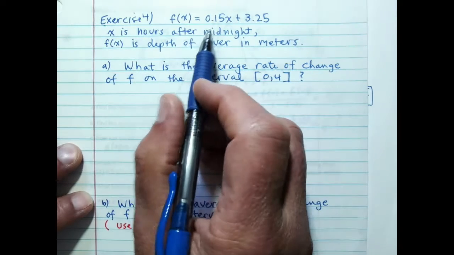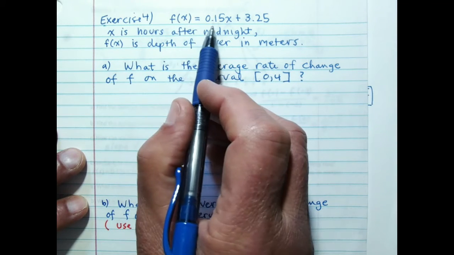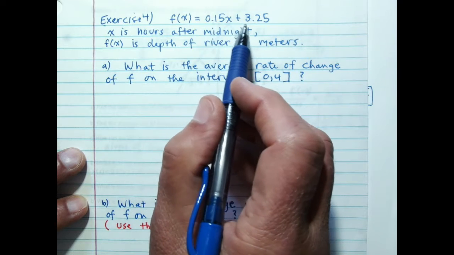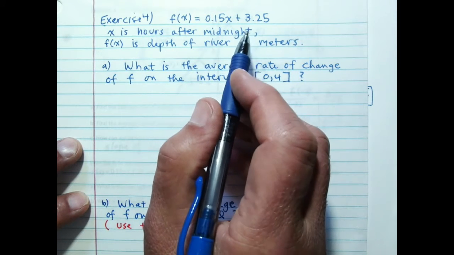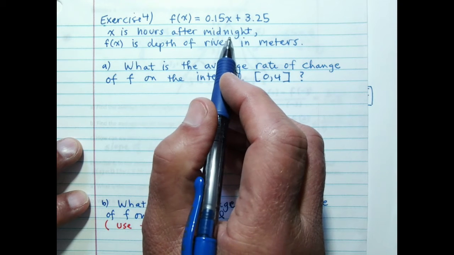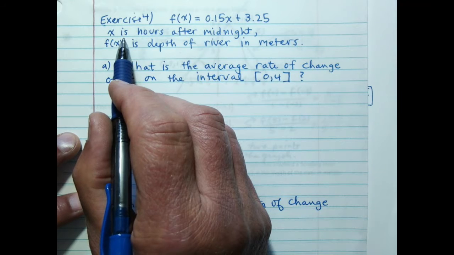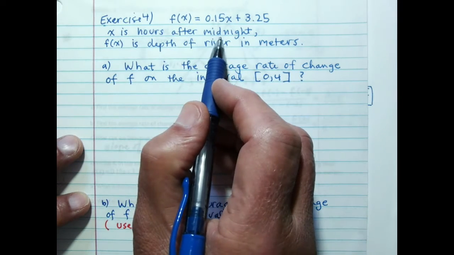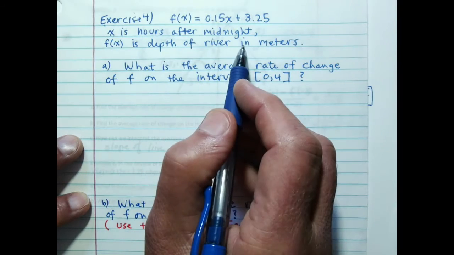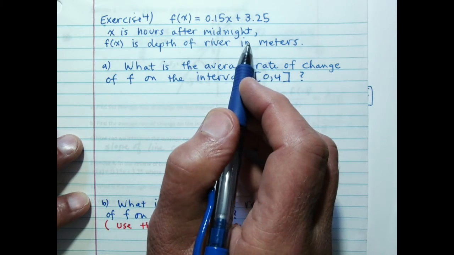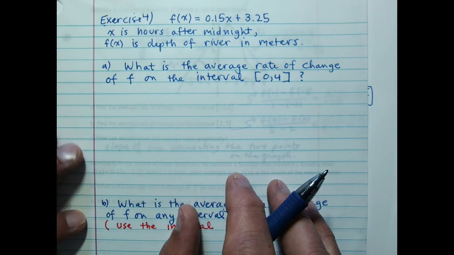And so in exercise 4, we're going back to a linear function, f of x equals 0.15x plus 3.25, that we used in an earlier application when we were working with linear functions. The x input variable is hours after midnight, and f of x is the depth of a river in meters. I think the river level was rising with time due to flooding.